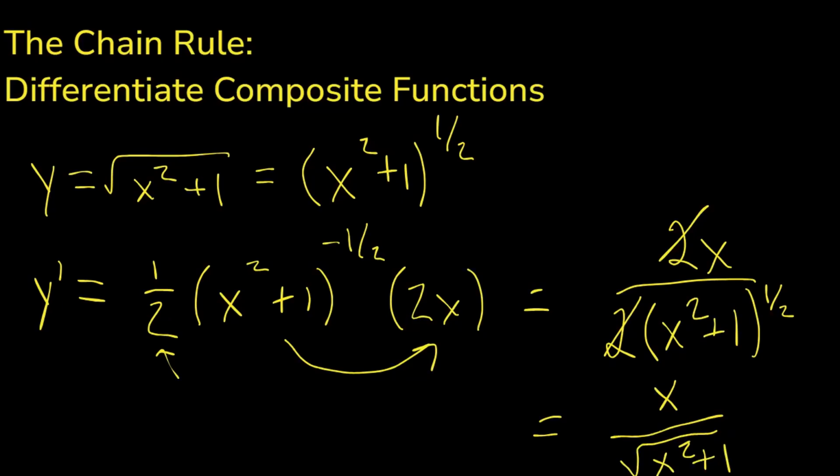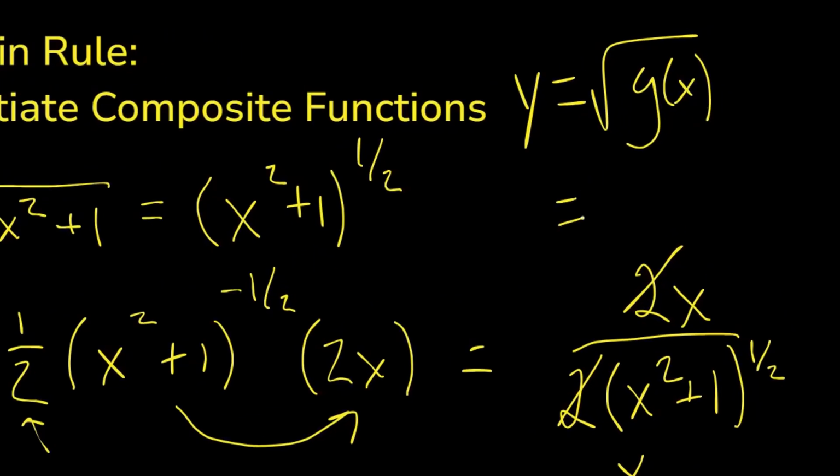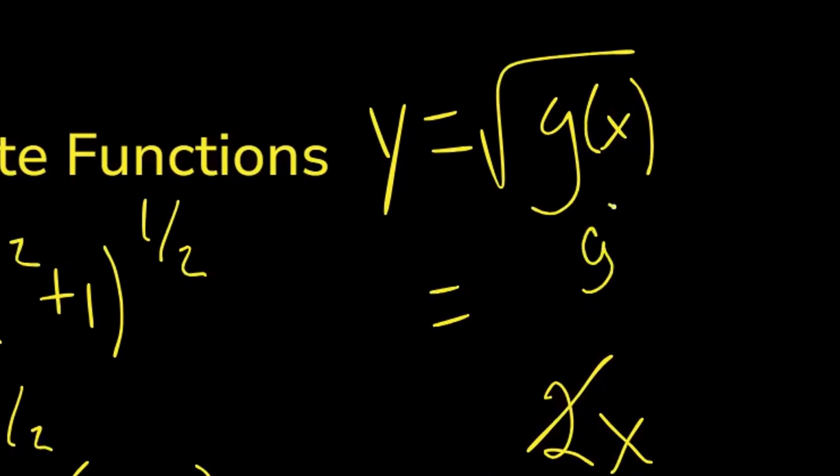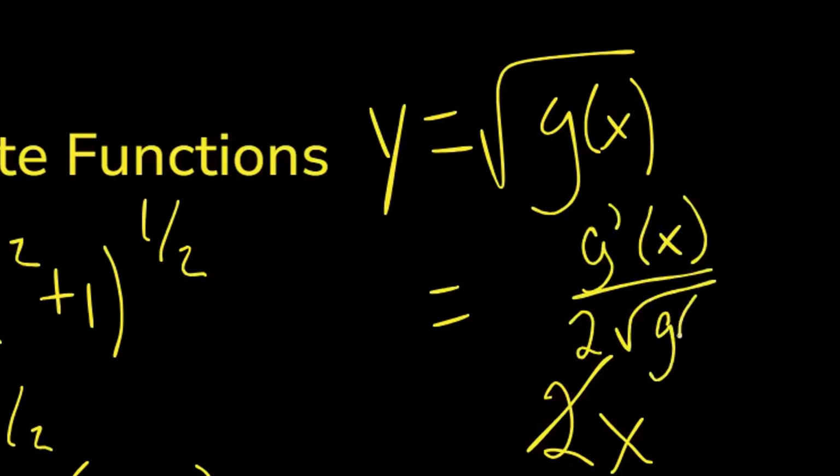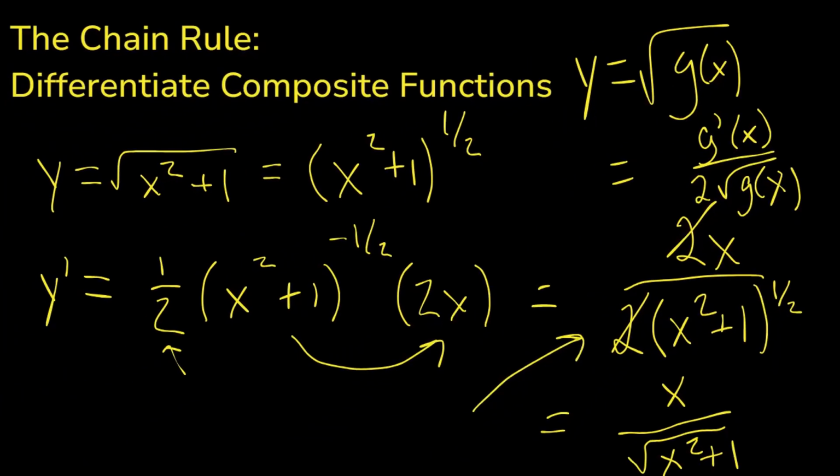A quick way to do derivatives with the square root is if you have the square root of a function, we'll call it g of x, it turns out that the pattern is the derivative of the inside over twice the original square root, like this. And you can see that in this example here, but the 2's canceled.